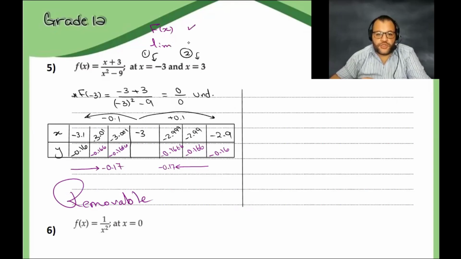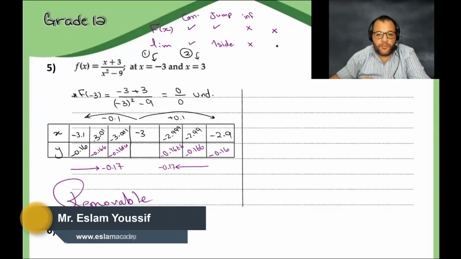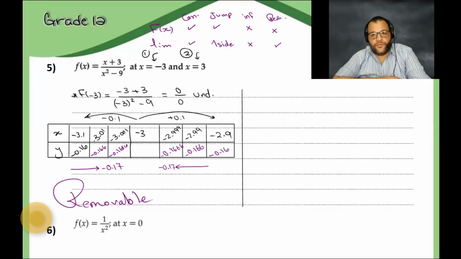If there is a value for the function and there is a limit, it means continuity. If there is a value of the function, but the limit is from only one side, it will be jump discontinuity. If there is no value and there is no limit, it means infinite discontinuity. If there is no value but there is a limit, it would be removable. That's the table that we explained. Any problem with this one? If you memorize this part, it will be easy.